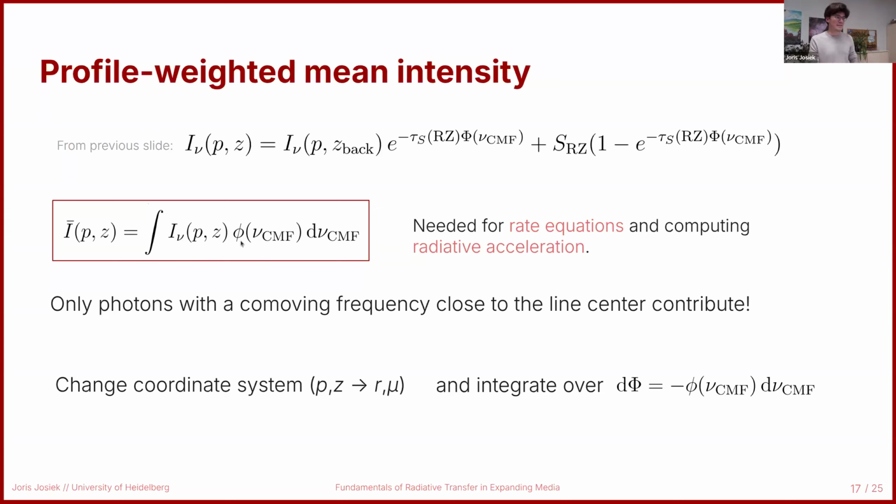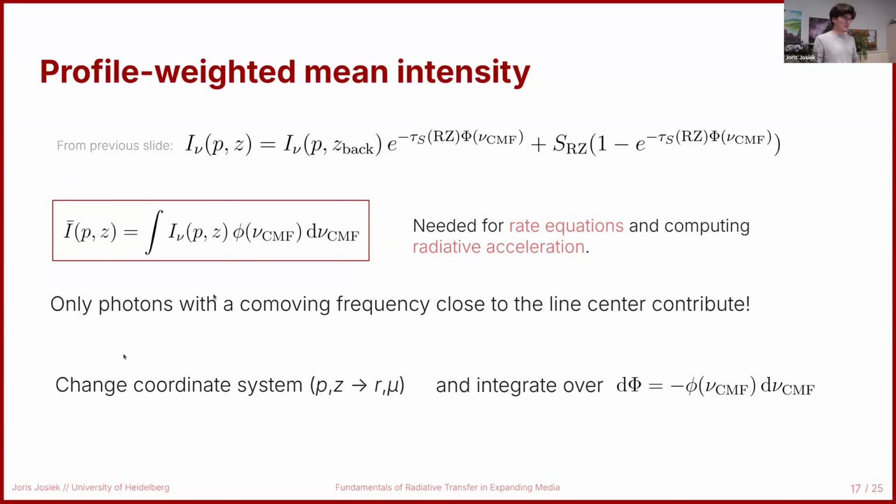So only components where the profile function is strongly non-zero will contribute. So this is what this means. Only photons with a comoving frequency close to the line center contribute. And by the way, I'm trying to explain this now in a few minutes, but this idea is not necessarily trivial. So you should not feel bad if you don't get your head around it immediately. It takes a while, but if you're interested, I really recommend looking it up and looking into it, because what happens now is very elegant.